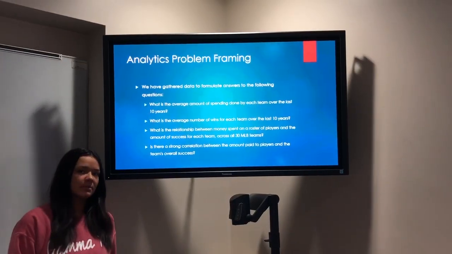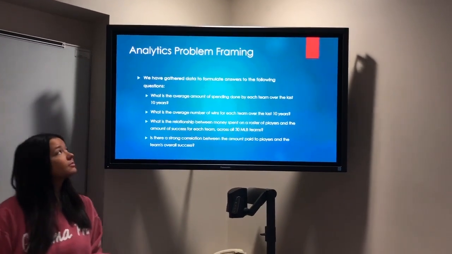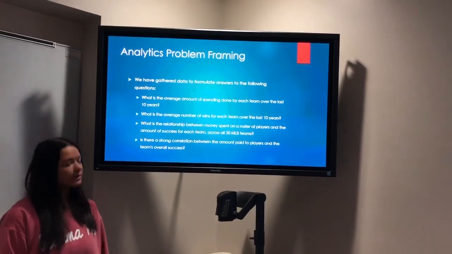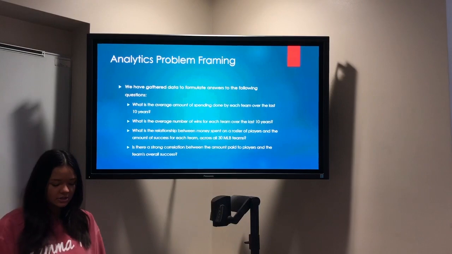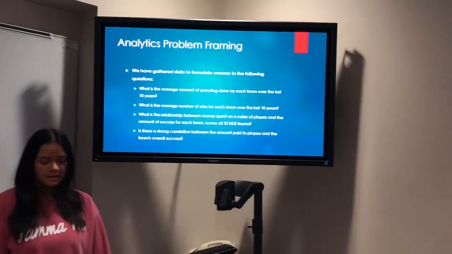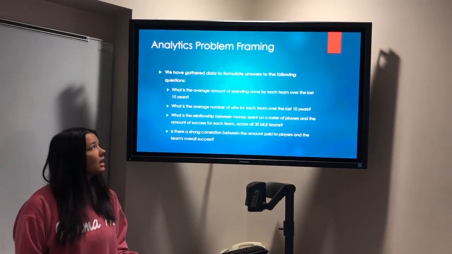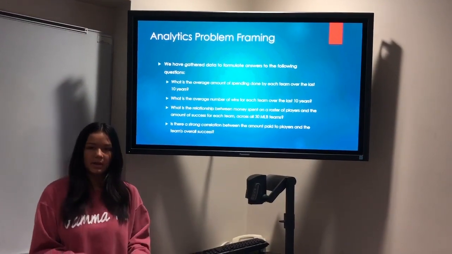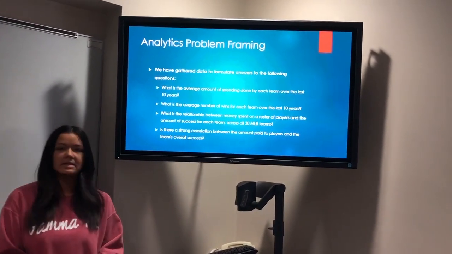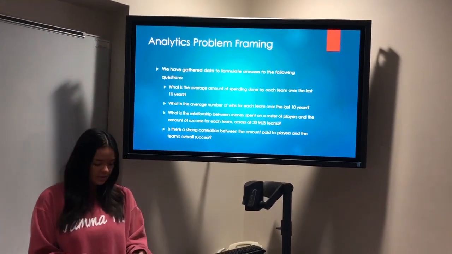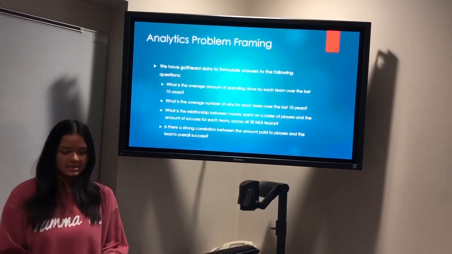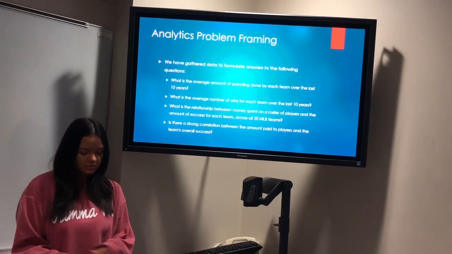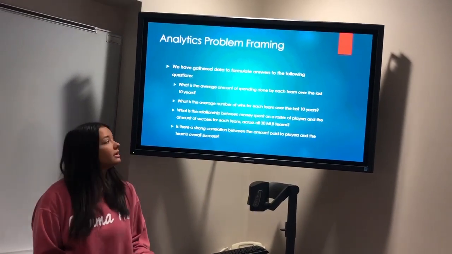I'm Maddie Fisher, and I'm going to be talking about our approach to research in this project. To guide ourselves in the research, these are the questions that we decided to ask. The first question is, what is the average amount of spending? The second one was, what is the average amount of wins? And these are both over the last 10 years. The third one is, what is the relationship between money spent and the amount of success? And then the last question was, is there a strong correlation between those two?